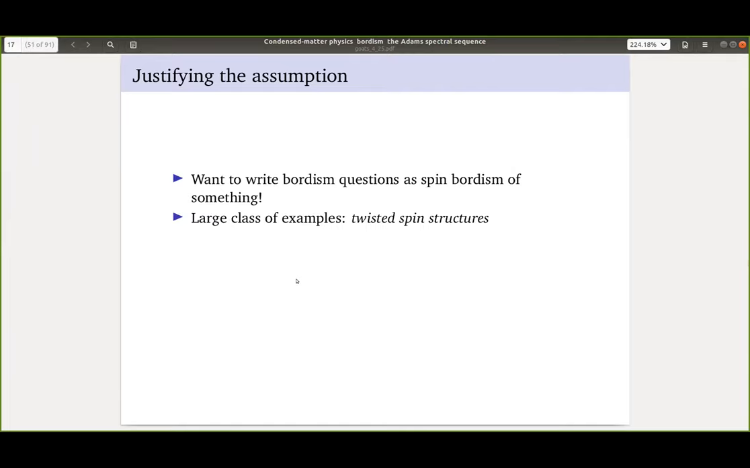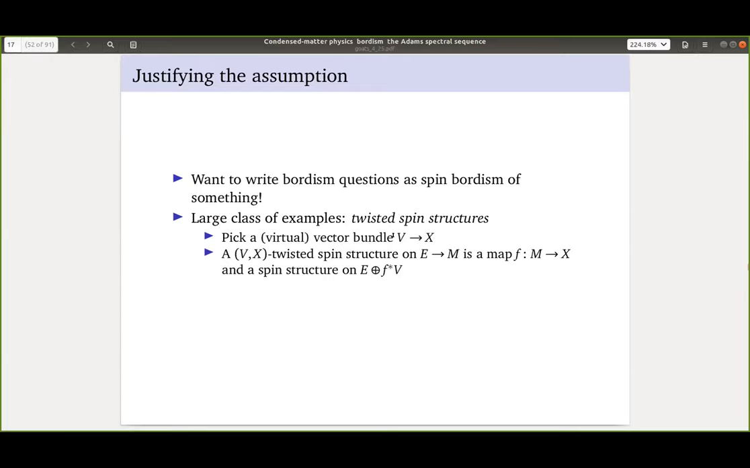So one large class of examples is something called a twisted spin structure. What you do is you pick a vector bundle over some space, and because this is a virtual conference, maybe you should pick a virtual vector bundle, which is a formal difference of two vector bundles. If that is a new concept, don't worry too much about it, because we're not going to deeply engage with it. Now, given another vector bundle over another space, a twisted spin structure is a map from M to X, so that you can pull back V, and then a spin structure on these two together.